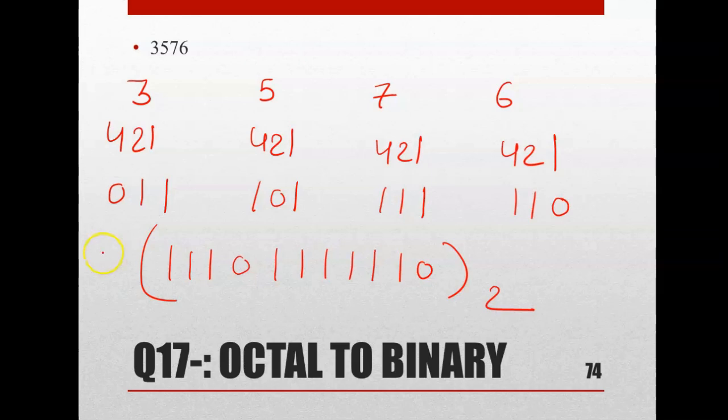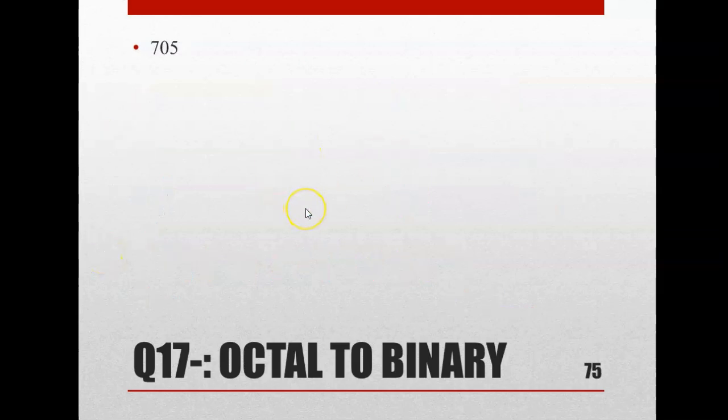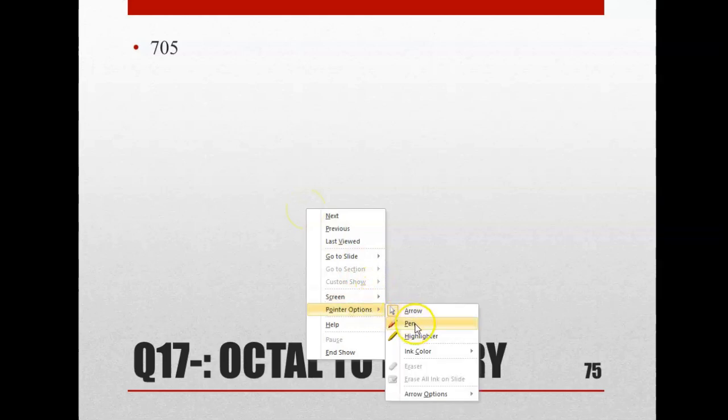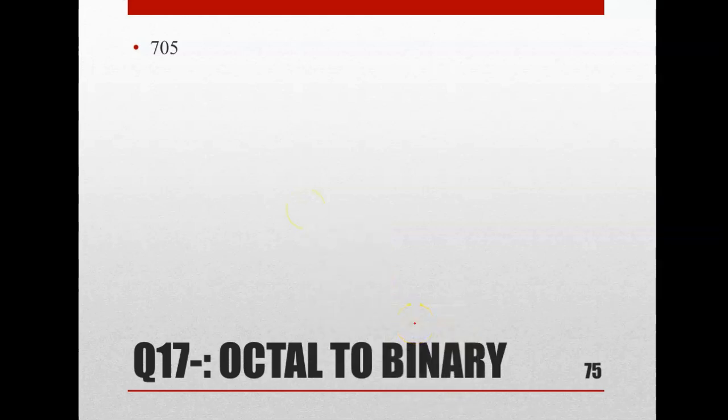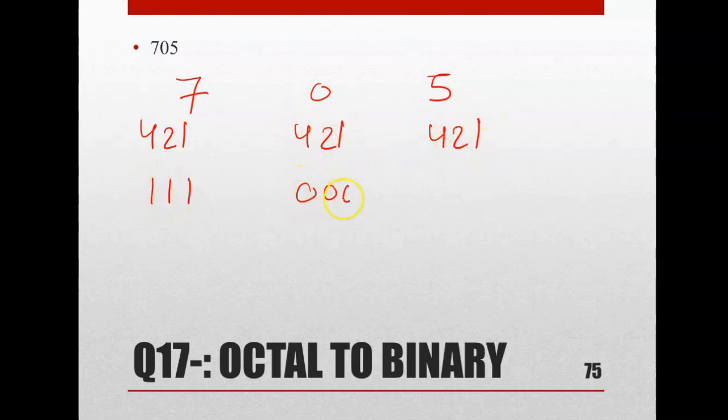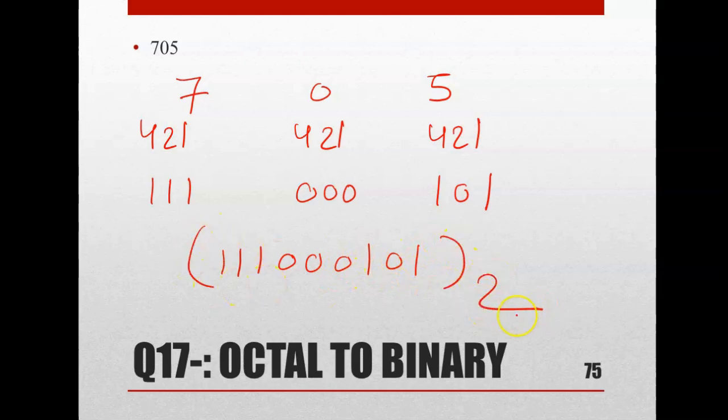One more part is there, so let us just finish that fourth part also for question number 17. So we have 705, right? 705. So we have 7, we have 0, 5. 4 2 1, 4 2 1, 4 2 1. Triple 1, triple 0, 1 0 1, and then write them together. Triple 1, triple 0, 1 0 1 with base 2, radix 2. So we finished all the four parts of question number 17.